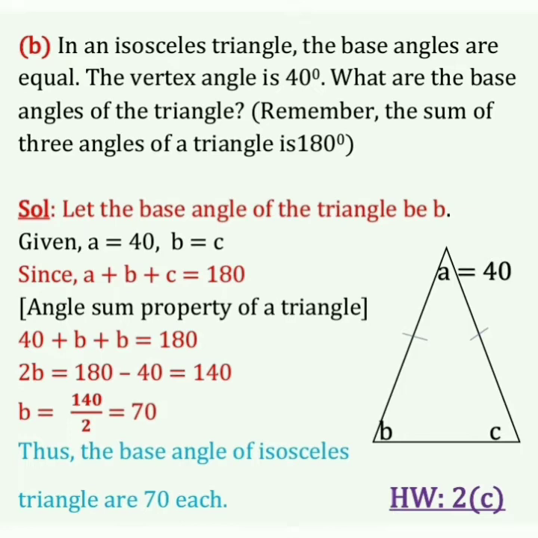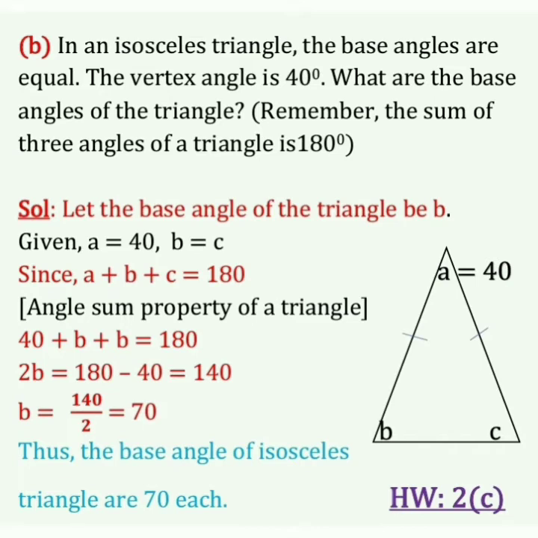Now, solution. Let the base angle of the triangle be B. Given A is equal to 40 and B and C both are equal. Since A plus B plus C is equal to 180, that is the angle sum property of a triangle, 40 plus 2B is equal to 180. Therefore, 2B is equal to 180 minus 40 is equal to 140. Therefore, B is equal to 140 upon 2 is equal to 70.